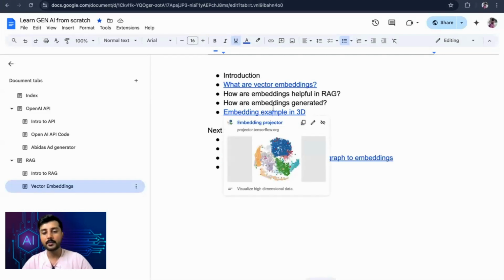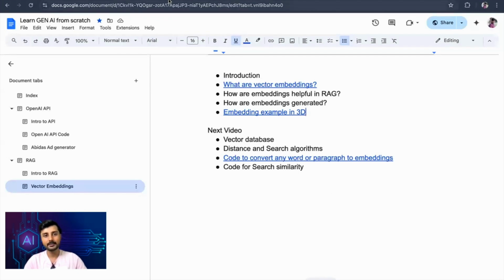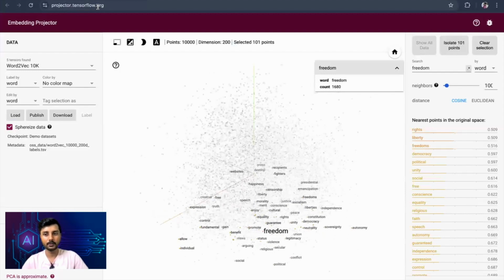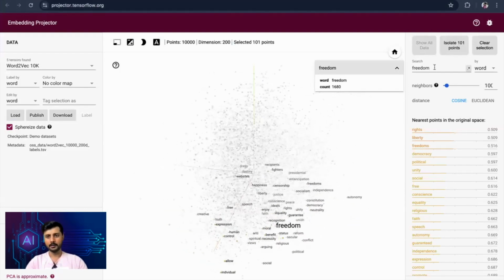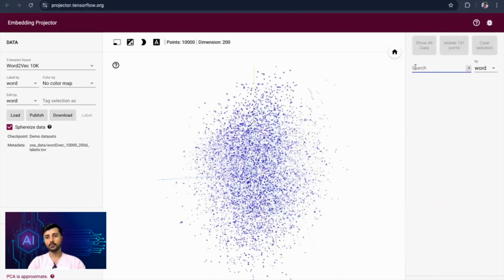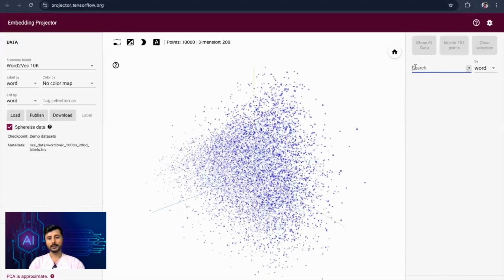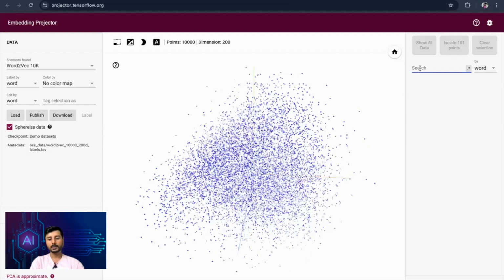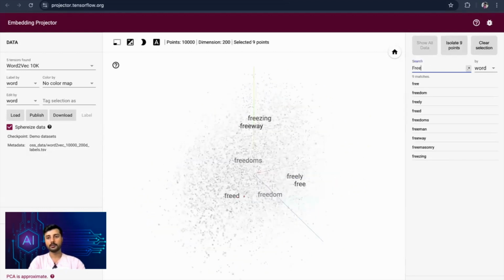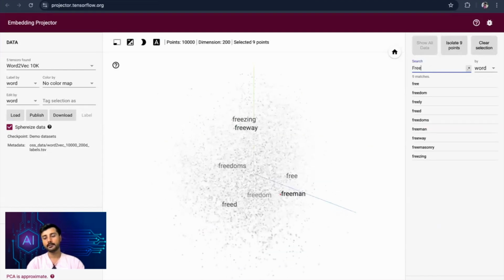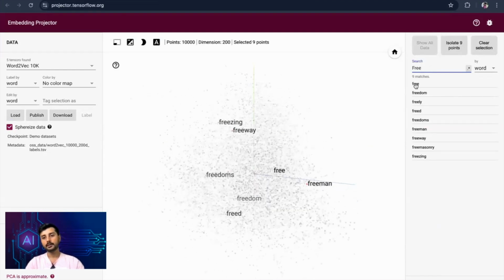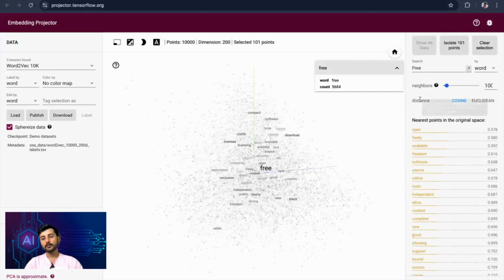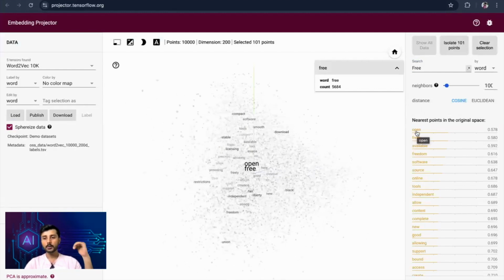Now let's move to the next part, which is the embedding example in 3 dimensions. Let's see, the link is here. You can also go to the URL projector.tensorflow.org. Now, let's say we try to search any word here and see what words are closer to that word. Let's search any word, freedom, or let's say free. So there are multiple words. So let's see, free. It says that open is the closest word to free.